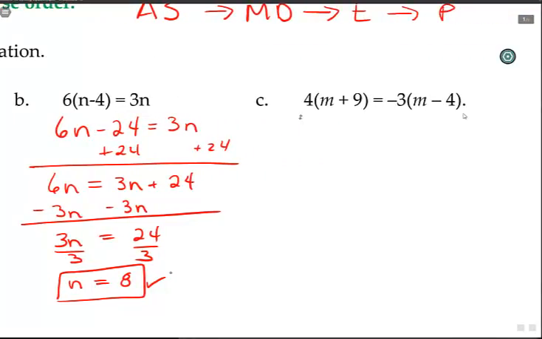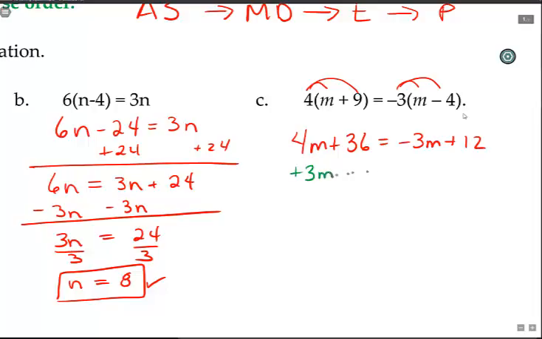Let's distribute first. 4 times both the m and the 9 gives us 4m plus 36. And the negative 3 times both gives us negative 3m plus 12. Be careful that you remember that's a plus 12. This time I'm going to choose to move my variables first for no other reason than it's different than the last one. Once again, whether you move variables first or numbers first, it doesn't matter.